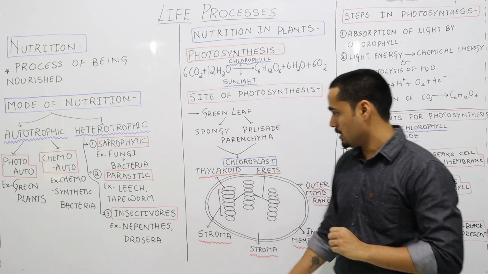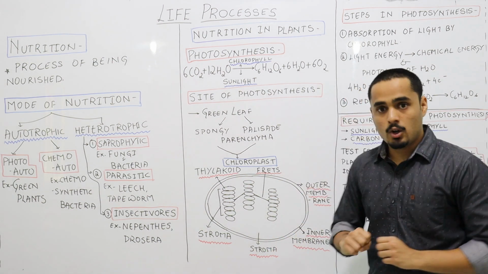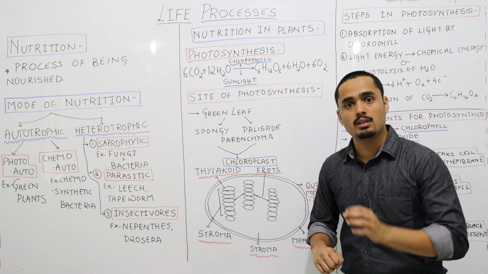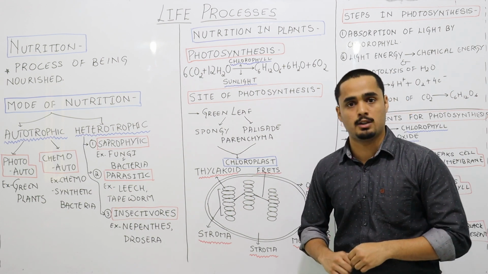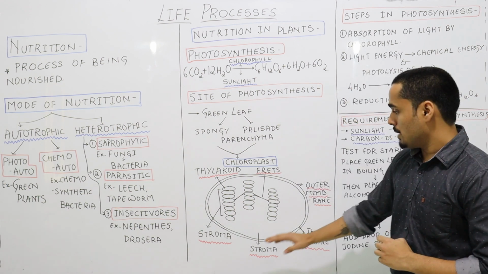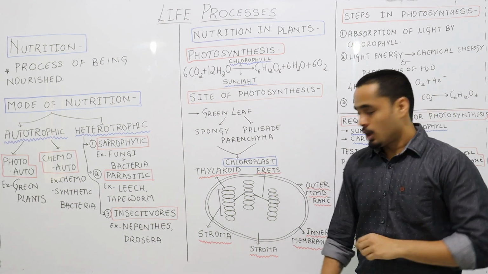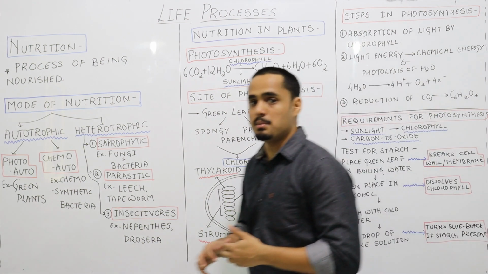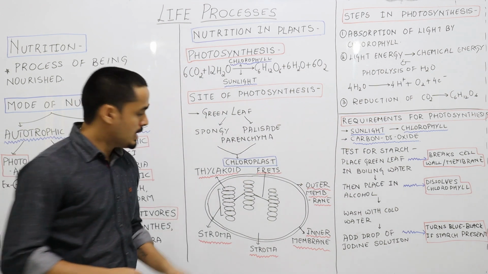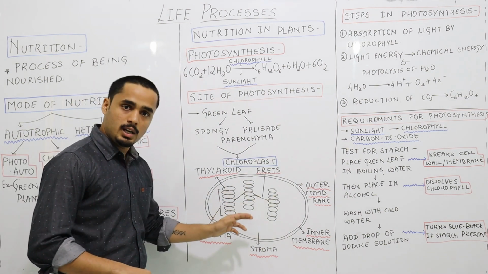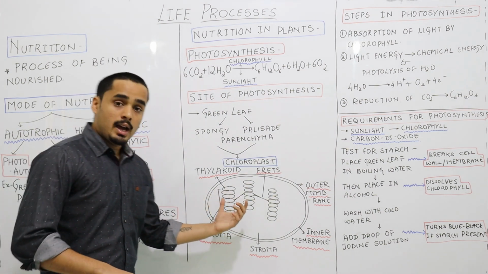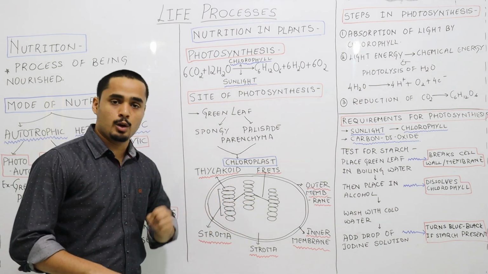In this parenchyma we find an organelle called chloroplast. Again in grade 9, in the first chapter, the fundamental unit of life, you would have learned about chloroplast. Chloroplast resembles a mitochondria because they are double membrane organelles. They are also called the kitchen of the plant cell.